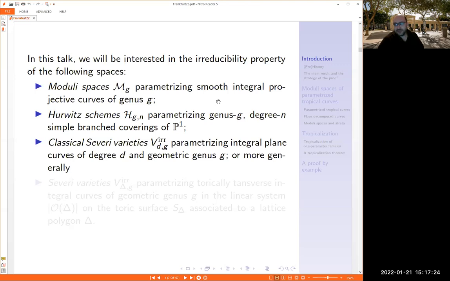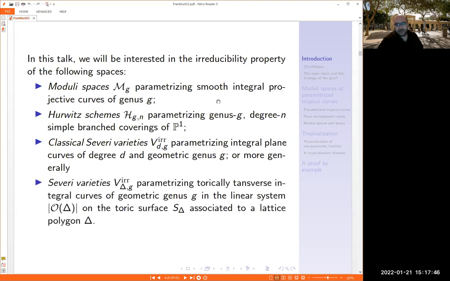It parameterizes integral plane curves of degree d and geometric genus g. Of course, in degree d, the arithmetic genus is some function of d, (d-1)(d-2)/2. But if the curves are singular, then they have smaller geometric genus, and Severi varieties parameterize precisely such curves. And more generally, of course, one doesn't have to stick to the plane.